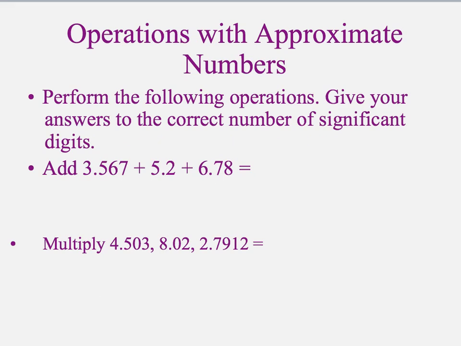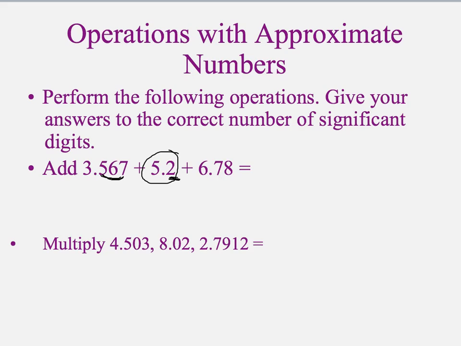All right, so now we're going to perform some calculations. What we need to remember is that when you add or subtract numbers, the result is only as precise as the least precise number. And so this is our least precise number. The more precise, the more digits after the decimal you have. So since this has the fewest digits behind the decimal, it is the least precise.